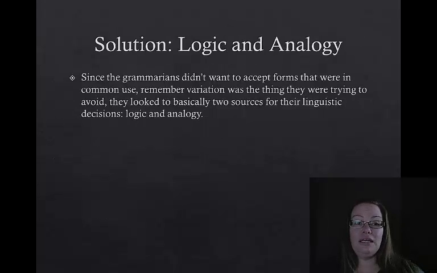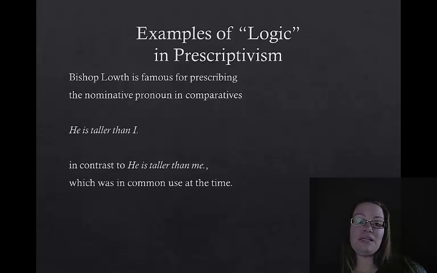The solution was not to look at forms that people were actually speaking at the time, because they didn't want variation. They wanted to avoid that. So instead, they looked to two sources for their decisions. They looked to logic and analogy. Okay? Here are some examples of logic in prescriptivism.